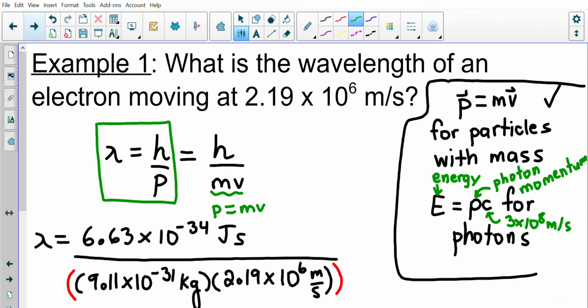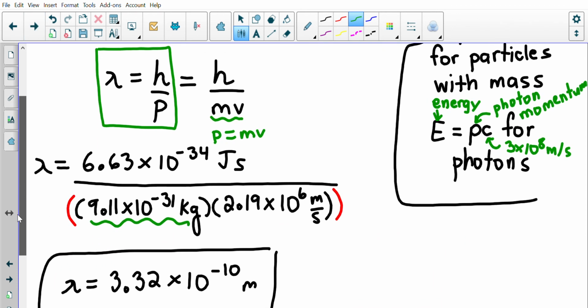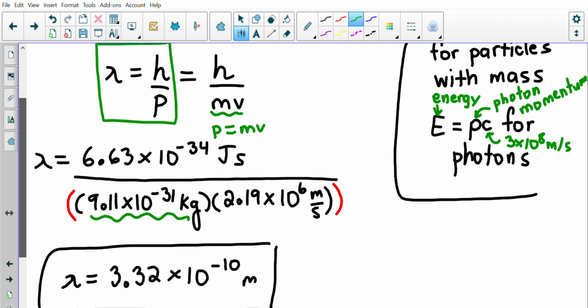All right, so I've plugged in numbers. Because the question's asking about an electron, right here I've got the mass of an electron. And if you go ahead and you calculate that, you get lambda. Lambda here is called the de Broglie wavelength because it's the wavelength of a particle. And the answer is 3.32 times 10 to the negative 10 meters.